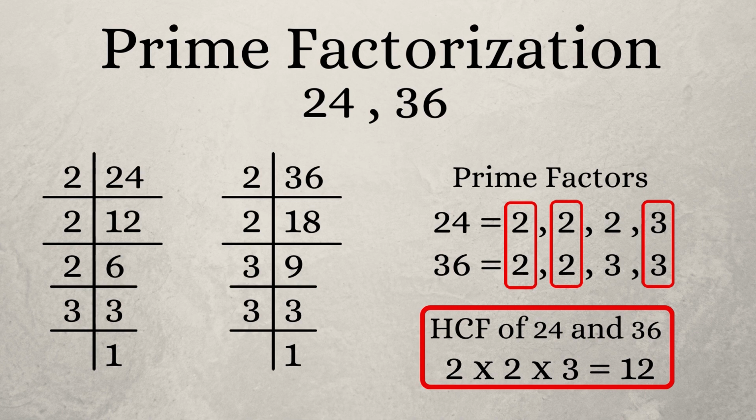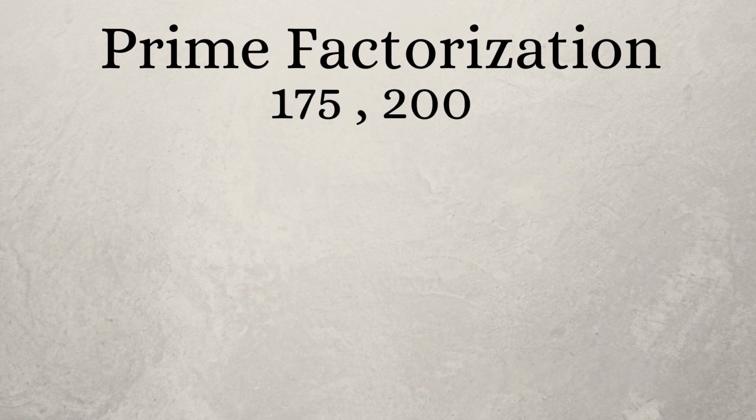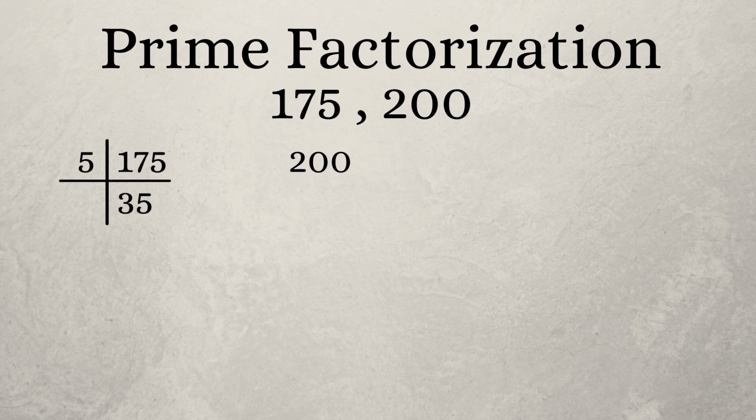Next we'll move on to another example with larger numbers, 175 and 200. So we'll start off with 175. The smallest prime factor is 5. So divide 175 by 5 to get 35. Now the prime factor of 35 is 5 again. So we divide 35 by 5 to get 7, which is a prime number. So we divide 7 by itself to get 1.